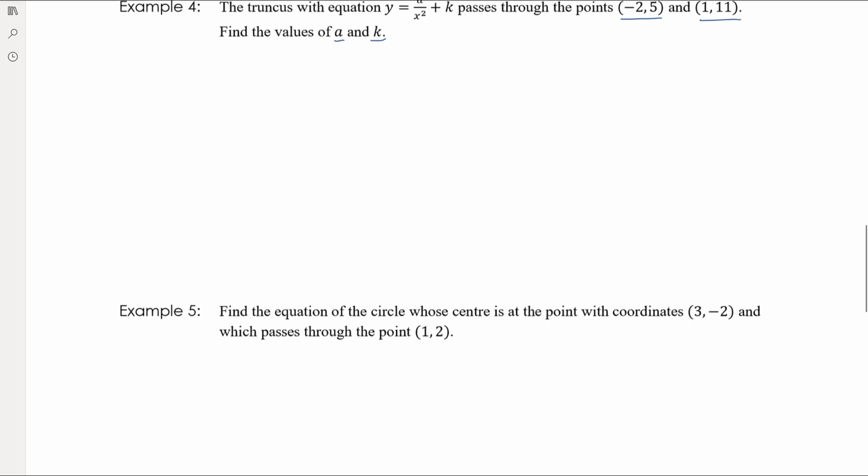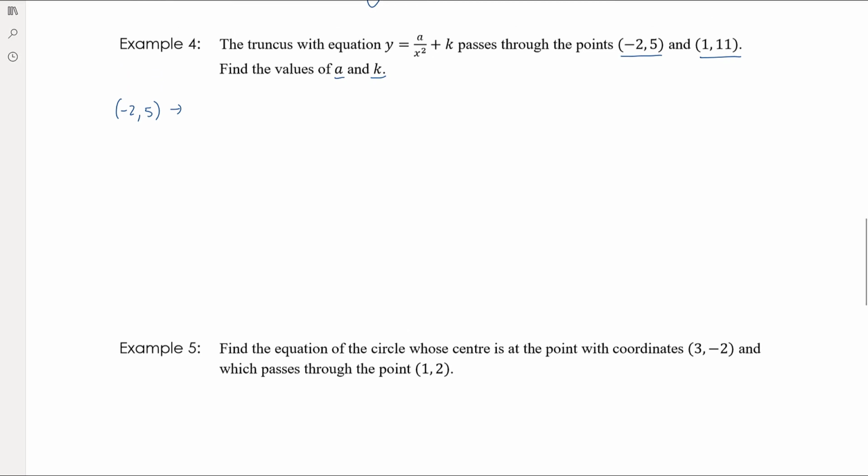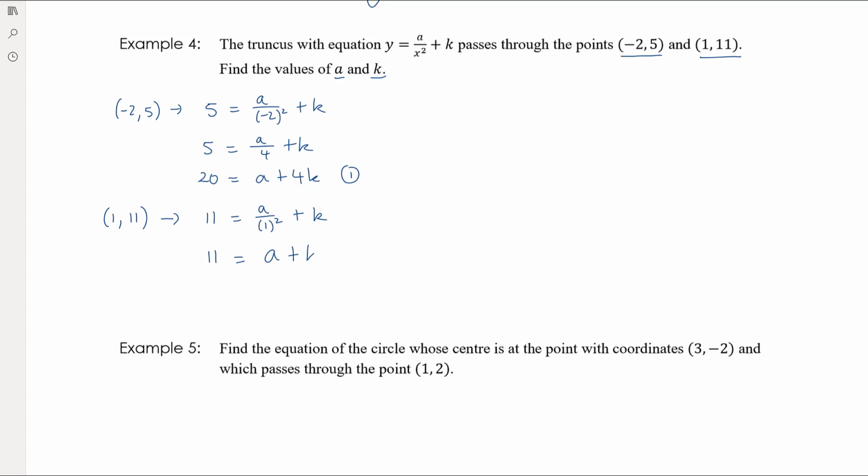Okay, so subbing in the point negative 2, 5, we put that into our equation. y equals 5 when x equals negative 2. Okay, so that's 5 equals a over 4 plus k. If we multiply everything by 4 here, we're going to get 20 equals a plus 4k. Let's call that equation 1. Putting our other point in, 1, 11. y is 11 when x is 1. Alright, so 1 squared is just 1, so 11 equals a plus k. So there's equation 2.